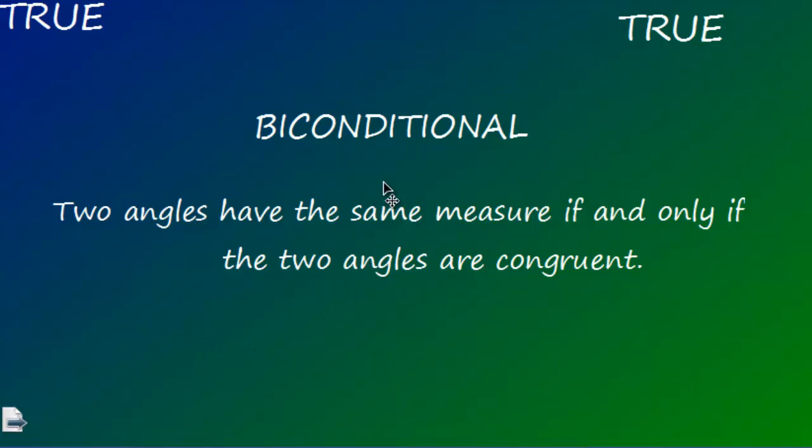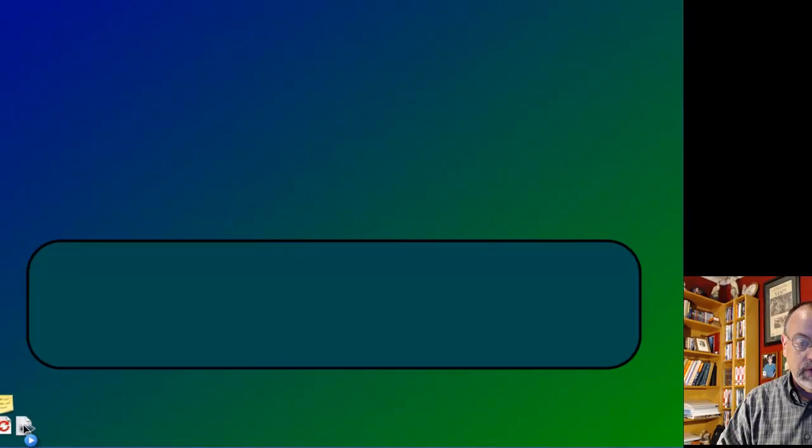Now again, one note, you can only do this if the conditional and the converse are true. So the problem solving part of your homework is to discover, is the conditional true and is the converse true? That's the problem. If they are, then you go ahead and write the biconditional. If they're not, then a biconditional is not possible.